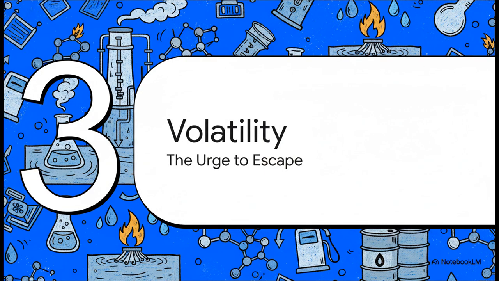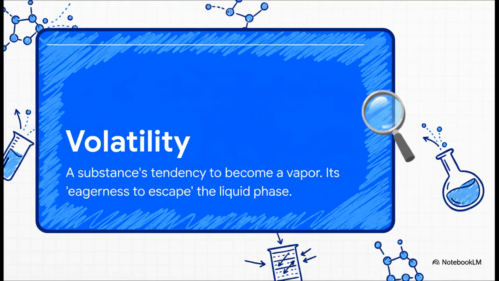Okay, so we've got our map. Now we need to understand the force that actually drives the separation. And that force is a property called volatility. You could call it the secret sauce that makes this all possible. So what exactly is volatility? Well, the absolute best way to think about it is as a substance's eagerness to escape. It's how badly it wants to break free from the liquid phase and become a vapor.